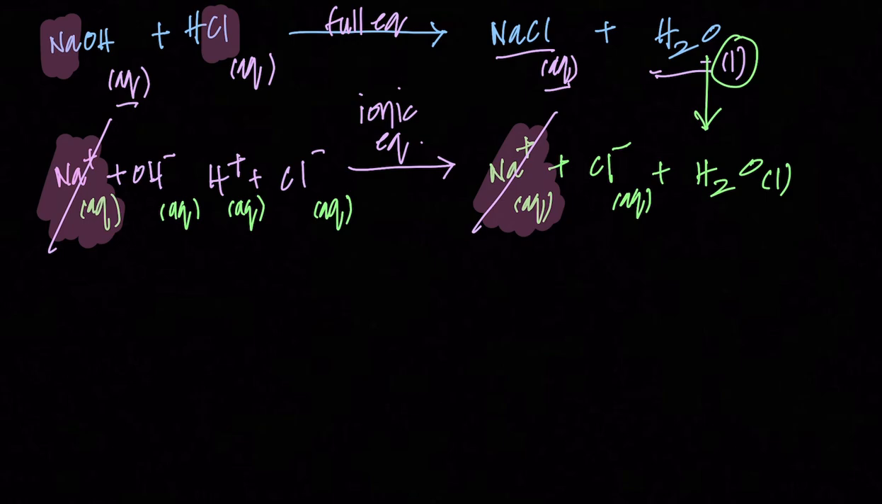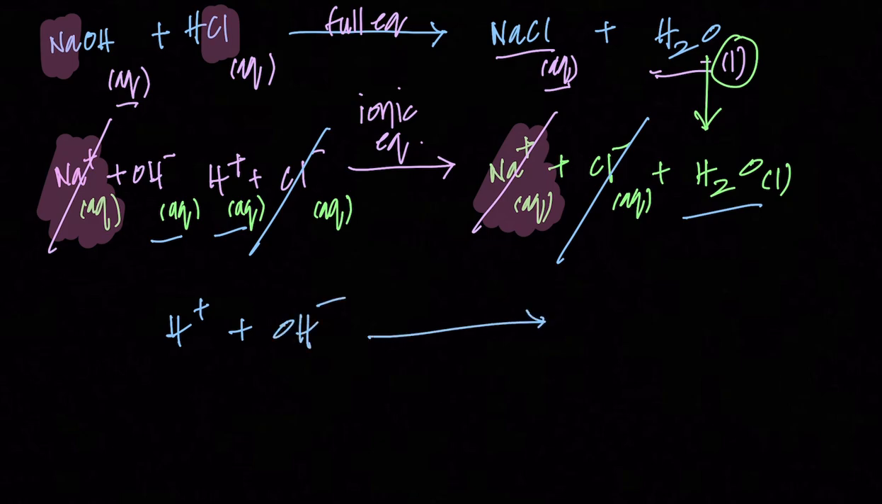So Na plus कट गया, Cl minus and Cl minus are the same on the right hand side. The only thing that is different is the H plus ion and the OH minus ions. And now on the right hand side, you no longer have the H plus and the OH minus ions. You only have H2O. That's why we say neutralization reactions are those reactions in which water is formed.